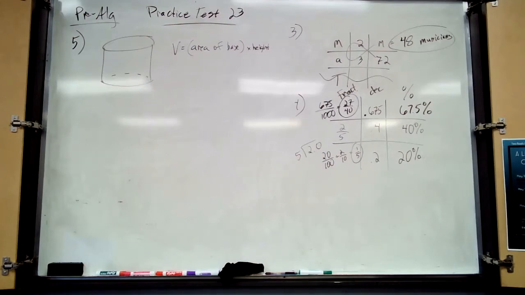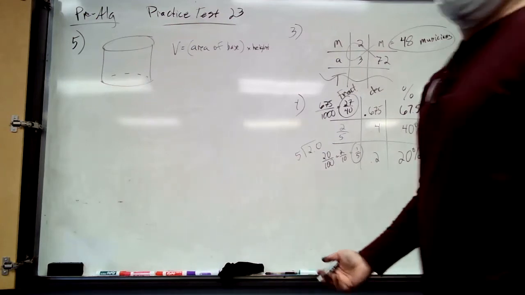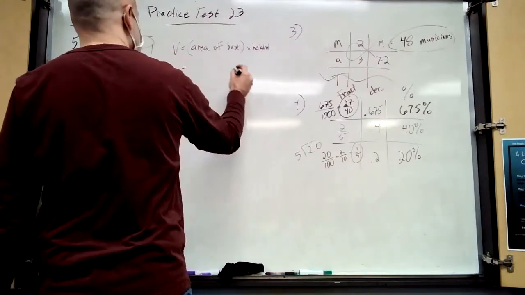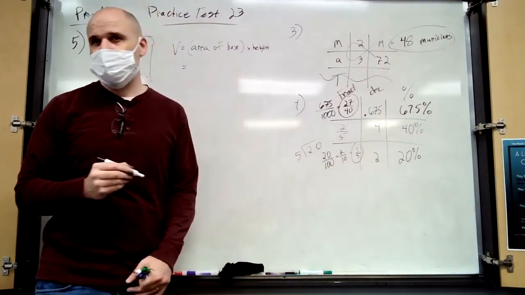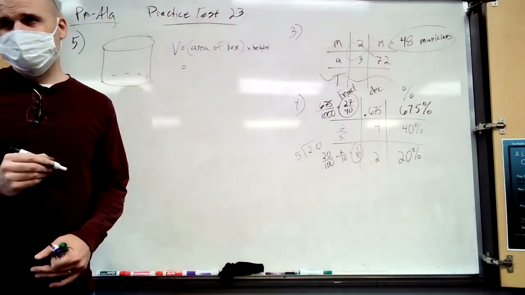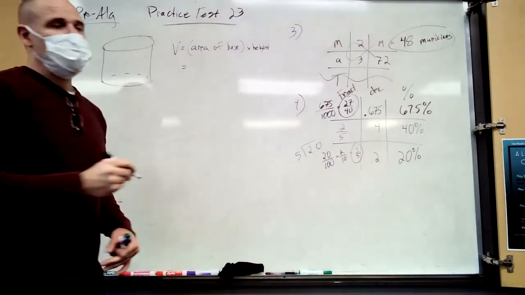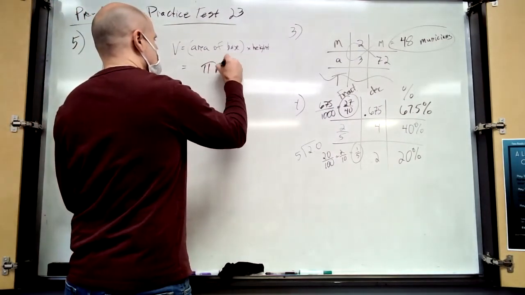But we're doing a circle. How do you find the area of a circle? Area of base times height. How do you find the area of a circle? Pi r squared. Pi r squared is the area of a circle.